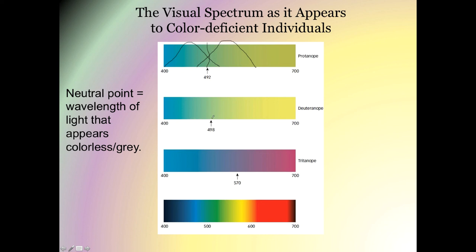Likewise, there's the neutral point here for the individual where the short and long cone overlap, and here where the medium and long cone overlap.